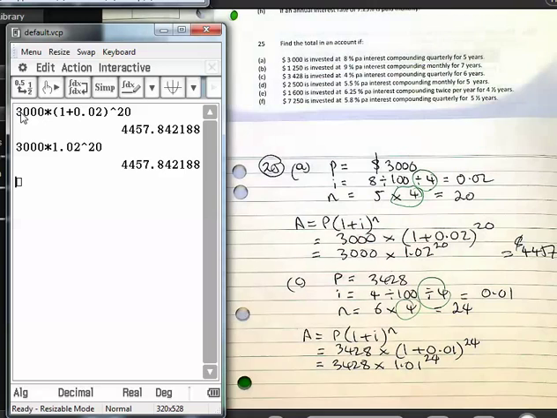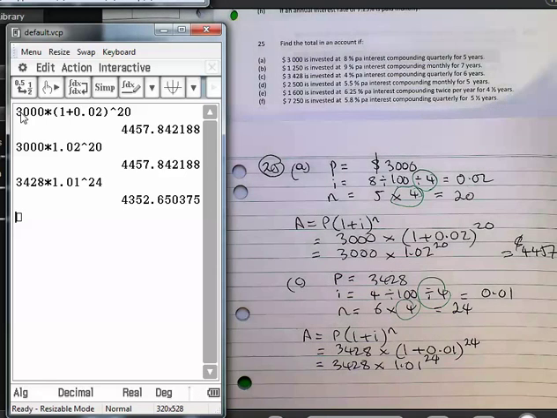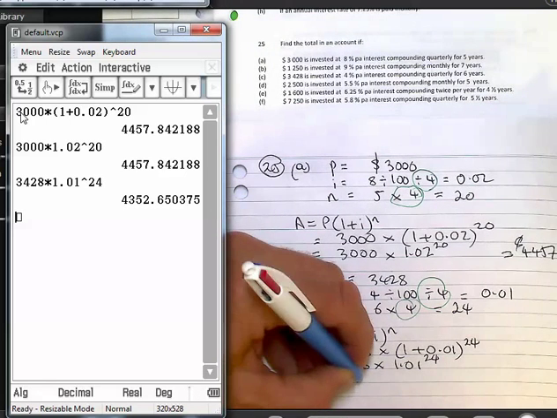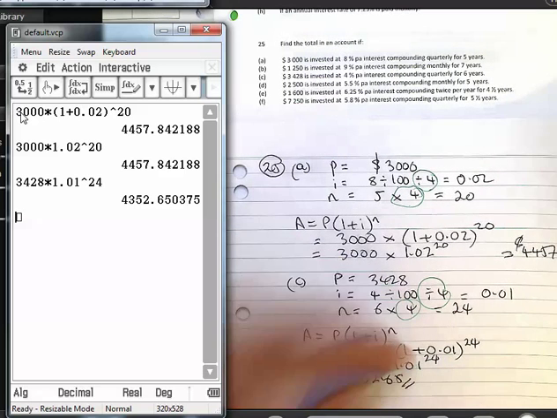So on the calculator, you get that little raised figure when you use your power key, and that's raised to the power of 24. So in this instance, 4,352.65.